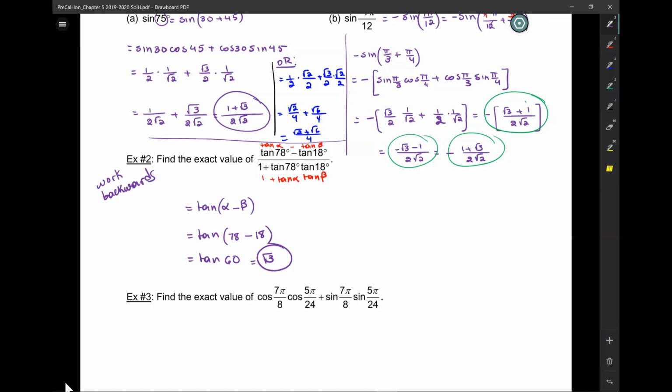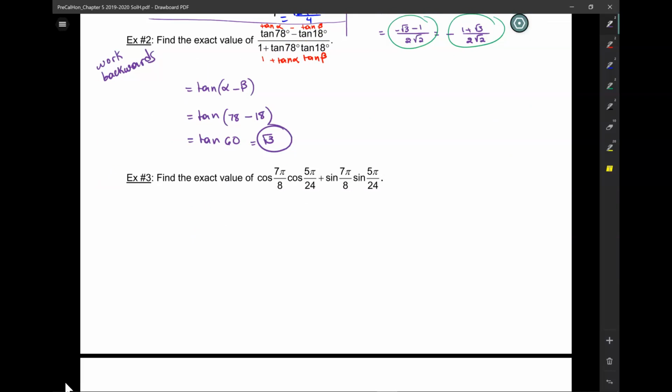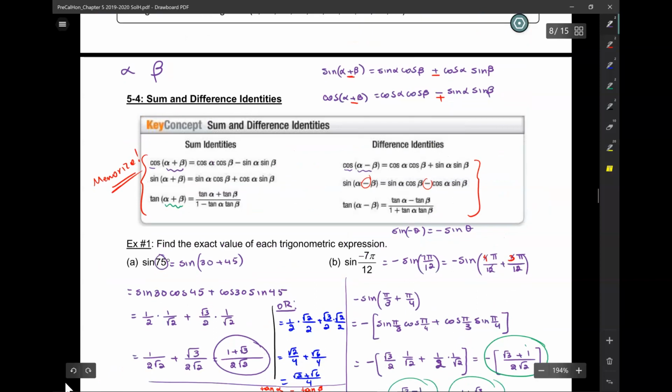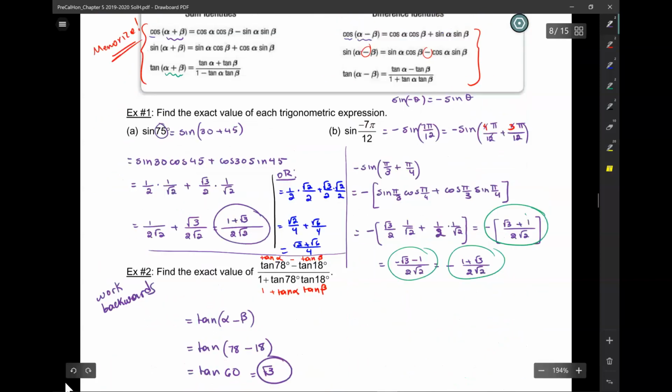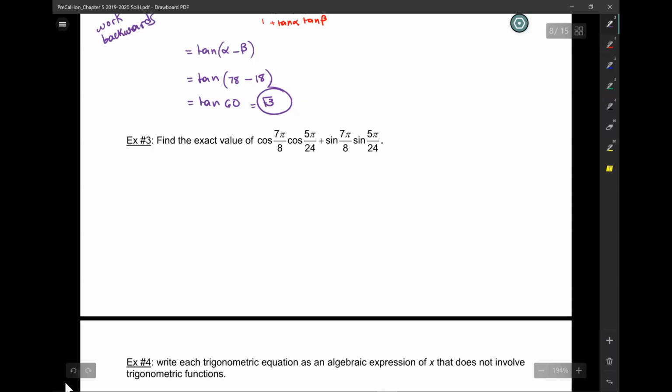Now, look at this one. This is another one where we have to work backwards. Look at what I have here. I have cosine of an angle, cosine of another angle, plus sine of the first, sine of the second, right? So if I just ignore the angles for a minute, what do I have? Cosine, cosine, sine, sine. That's the second part of the song, right? Cosine, cosine, sine, sine. I have cosine alpha, cosine beta, sine alpha, sine beta.